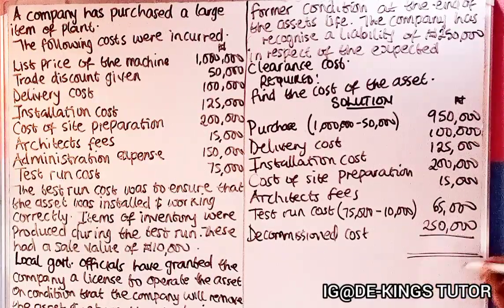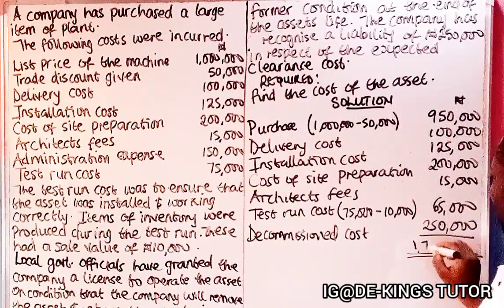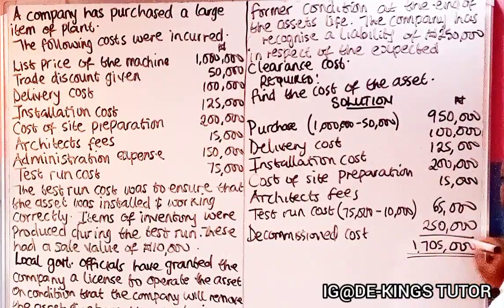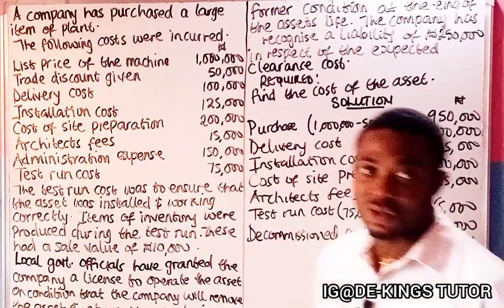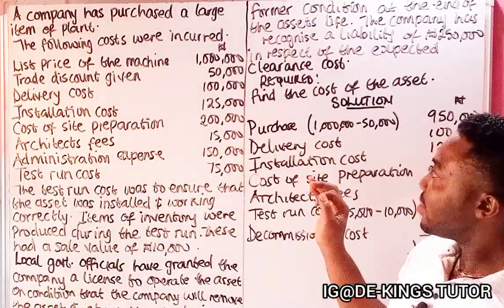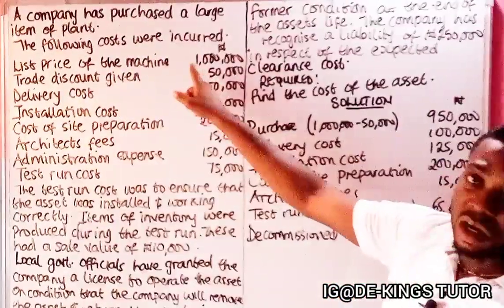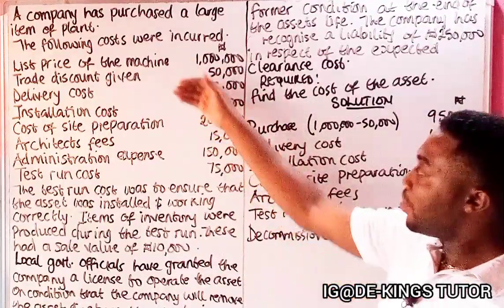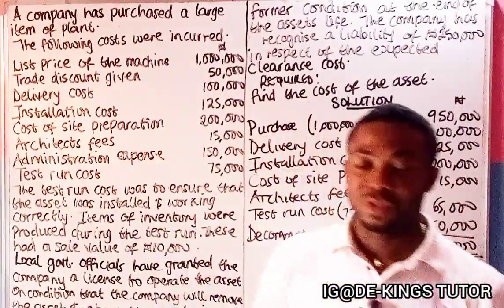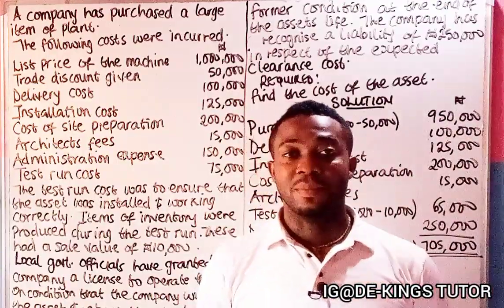So let's add everything together. So if we put everything together, 950,000 plus 100,000 plus 125 plus 200 plus 15 plus 65 plus 250 will give us 1,705,000. Okay, so that is the cost of that asset, and not necessarily only the price of the machine, which is 1 million, but other costs that are directly attributable to it. Okay, so that is what we want to see today.